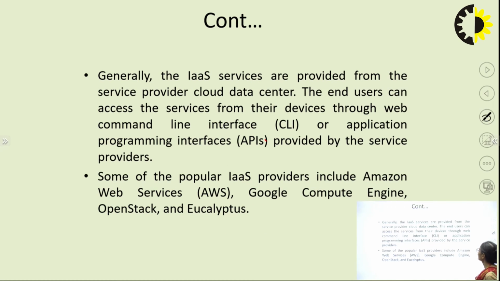Generally, the IaaS services are provided from the service provider cloud data center. The end users can access the service from their devices, just as we have seen in the case of the past. Similarly, here we could have the CLI. Now, this CLI, in both the cases, should be web-based. One CLI, command line interface, you use within your system, but this CLI has to be over the internet. That is, it should be web based.